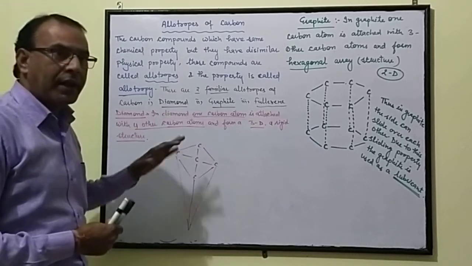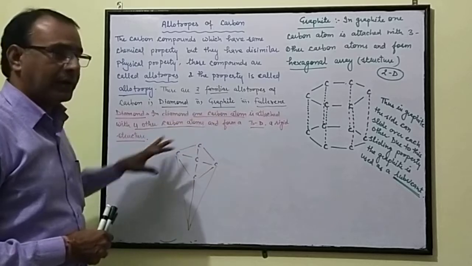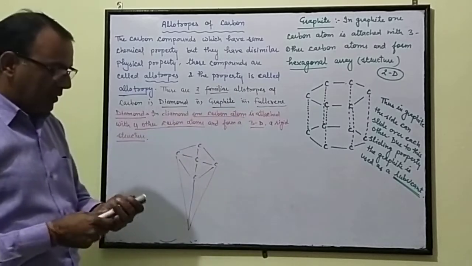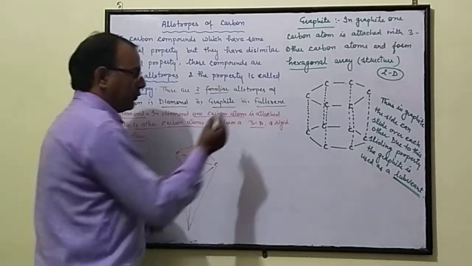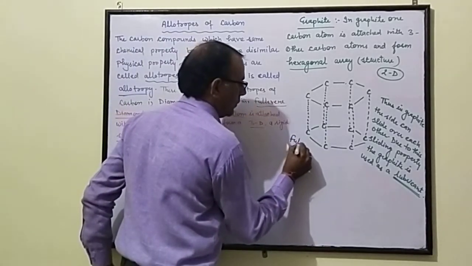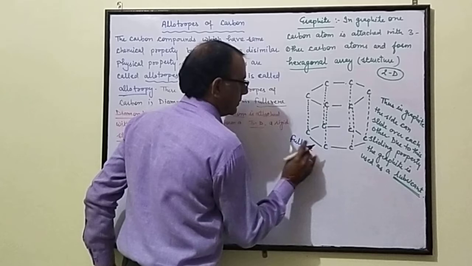These are the 2 main or famous allotropes of carbon, diamond and graphite. One more type of allotrope of carbon is fullerene.